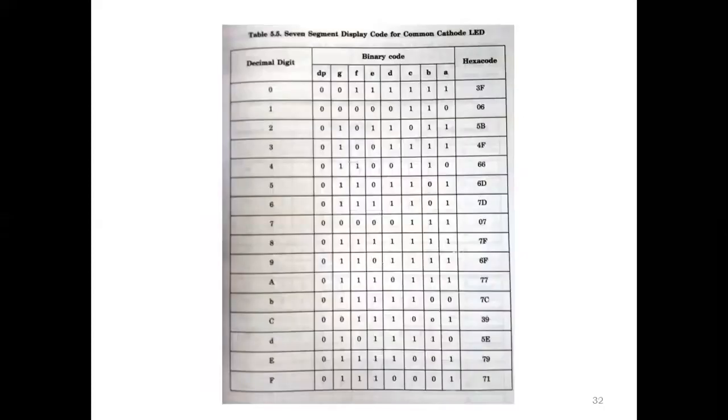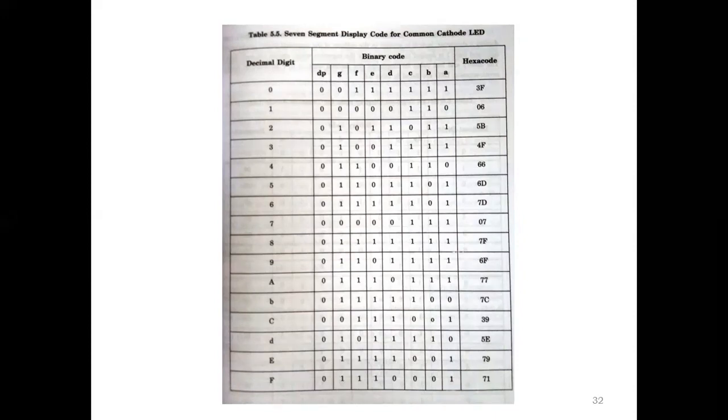Now if we are displaying the values 0, 1, 2, 3 like that, what do we need to do? If you are connecting in the common cathode format, then 1 means glow, 0 means off. That is the condition here. So for 0, dp and g will be 0, remaining values are 1. That means except g and dp, the remaining LEDs glow.